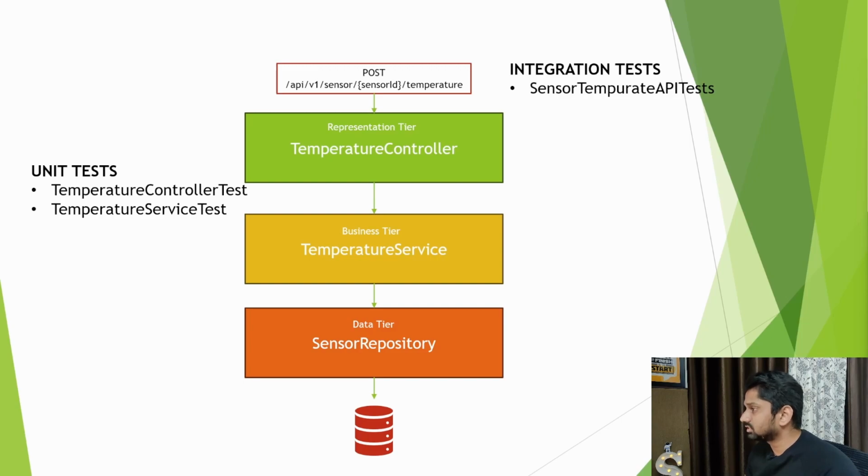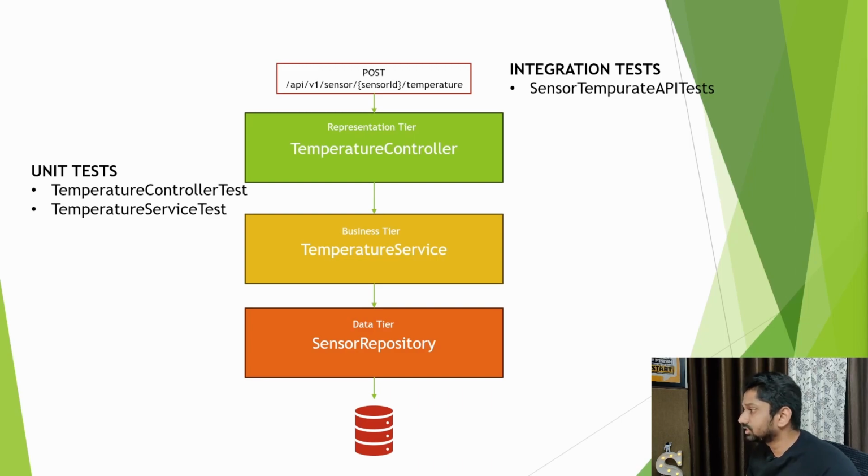When we write unit tests, we write them only for the methods that belong to a particular class and do not consider the behavior of external methods that are called. In this example, temperature controller tests contain only tests for methods that belong to the temperature controller class. The method calls from the temperature service are simply mocked with dummy behavior while writing these test cases for the temperature controller. The same applies to the tests written for the temperature service. Here we mock the behavior of sensor repository method calls.